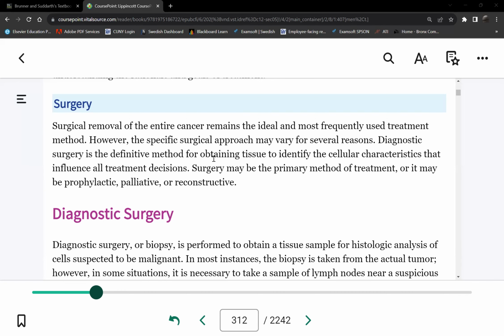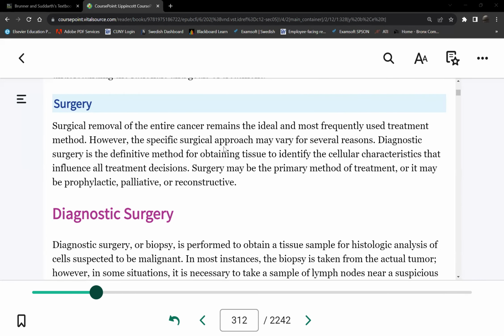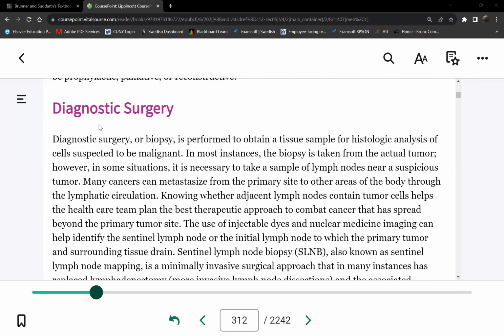There are different types of surgery, and the surgical procedure is named after the purpose. What's the purpose of performing surgery? The first type is diagnostic surgery. The most common example is a biopsy, a minor surgical procedure to obtain a tissue sample from the tumor.